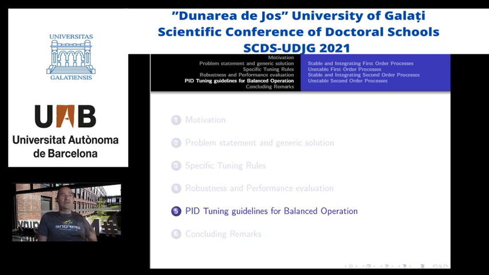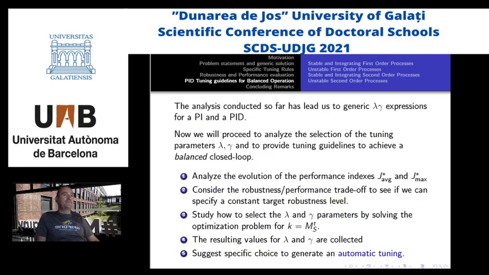Okay, so let's go for the last point. And in this last point, we use these measures to get these ideas for PID tuning guidelines for this balanced operation. So first of all, what is the method that we'll follow? Okay, so I'll put this because this is the method that will be followed for every one of the specific cases. Okay, what we will do? Okay, finally, what we want is to get suitable ways of choosing lambda gamma.